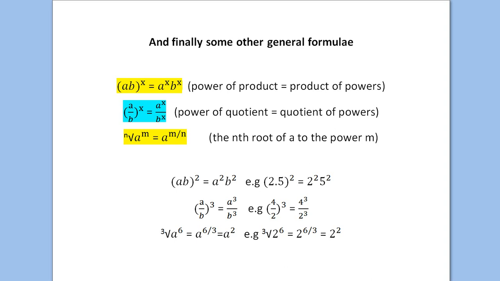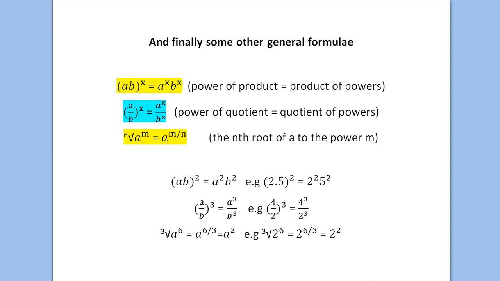And finally, some other general formulas. AB all in a bracket to the power of x equals a to the x times b to the x, i.e. the power of the product equals the product of the powers. A over b all in a bracket to the x equals a to the x over b to the x. The power of the quotient equals the quotient of the powers.